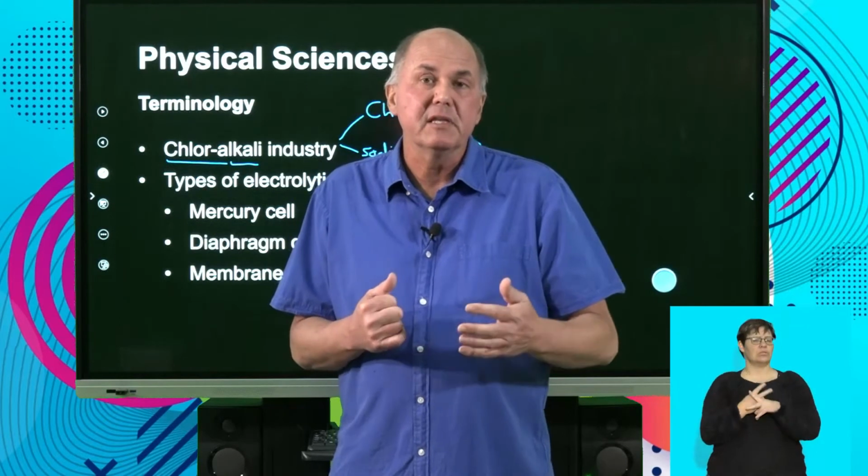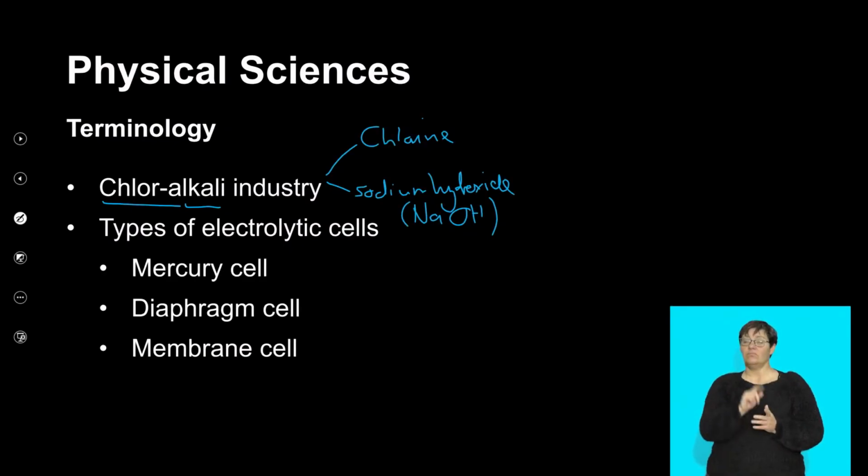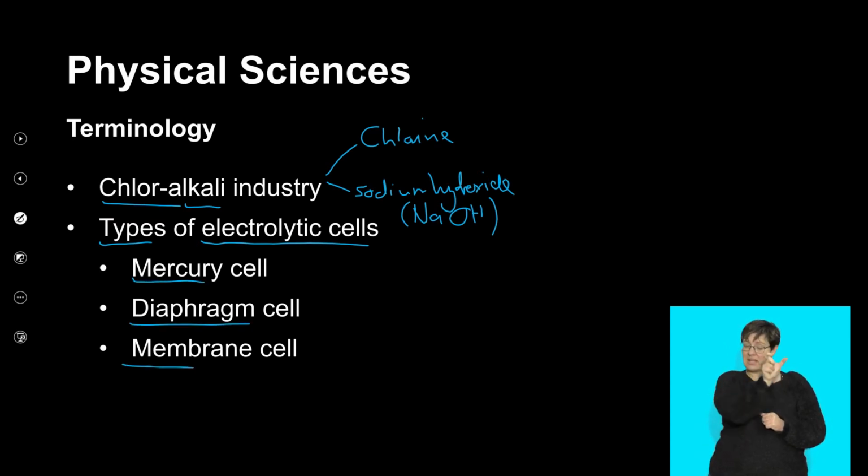But it's used in a number of production processes for fertilizers as well as for pharmaceuticals. So this industry is a key industry. And so when we look at it, we need to understand not only the principles of making these things, but understand that there are different types of electrolytic cells. And these have emerged over the years. The first one was called the Mercury Cell, then the diaphragm cell, and today the most popular and common one is the membrane cell.